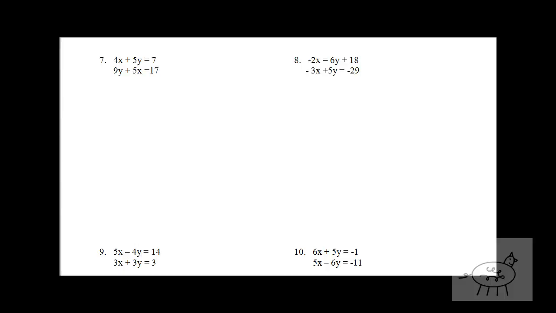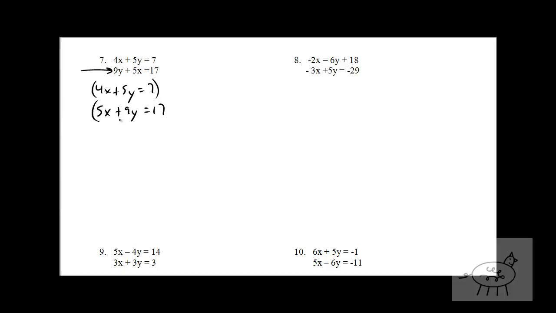Okay, so for example, the first one here is not in the right order, so don't get confused by that. So I'm going to rewrite the top one as 4x plus 5y equals 7, and the bottom one is written as 5x plus 9y equals 17. Now it's in order. Which one do you want to get rid of? I would personally get rid of the x. It's smaller, but now I have no opposites, right?